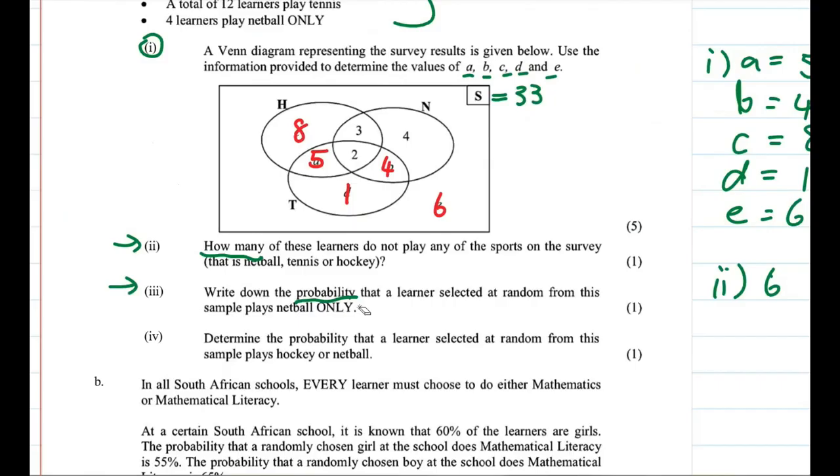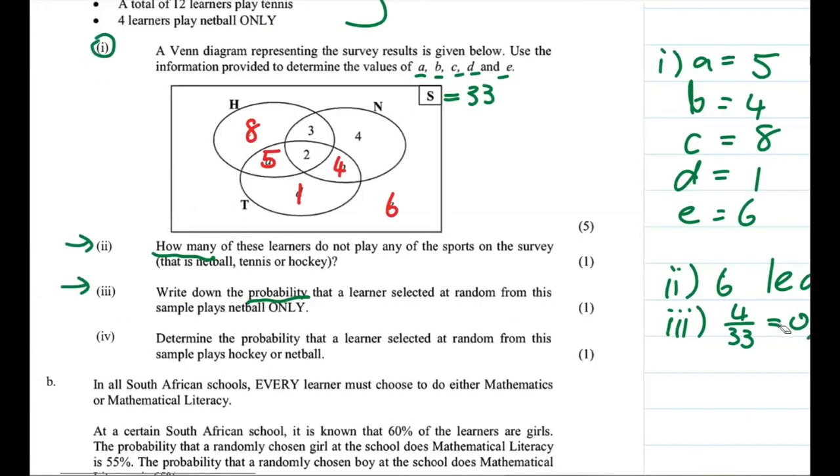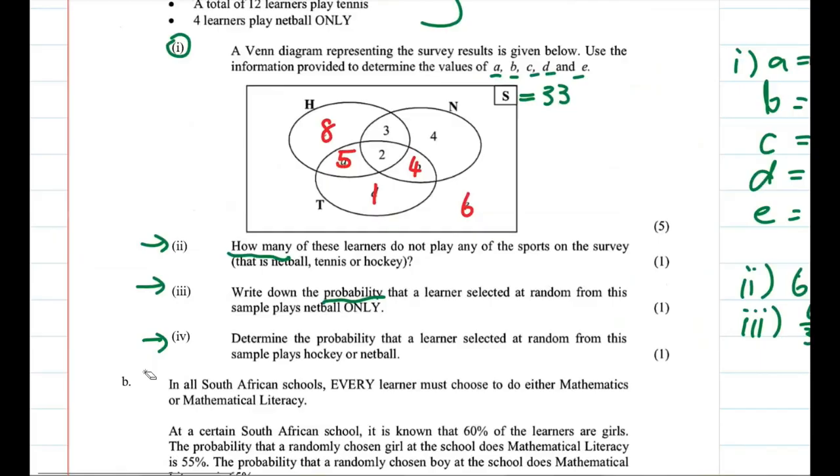Okay. Right, at number 3, write down the probability that a learner selected at random from this sample plays netball only. How much will that be? 4 over 33. Well done. Can we simplify that fraction? I don't think so. 0.12. Okay.